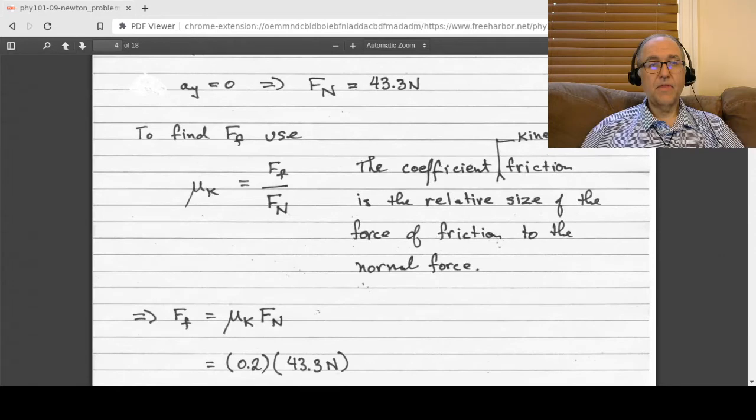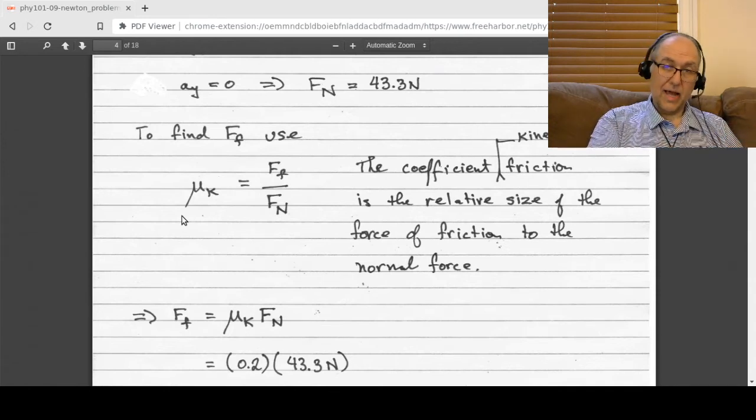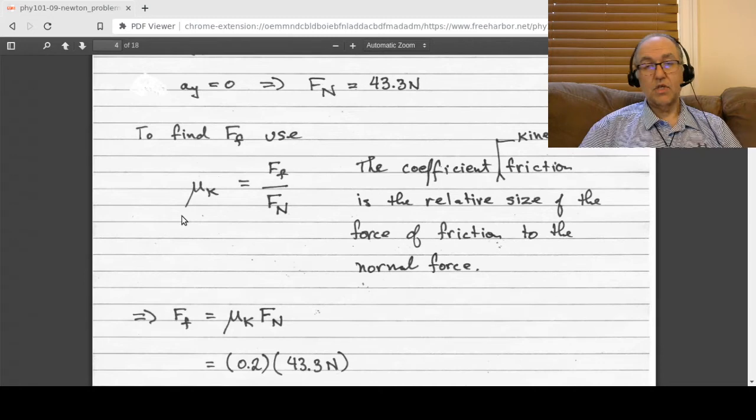So back here, this is the definition of mu k. Mu k is just how much friction you get per newton of normal force. Increase Fn, you'll increase FF. And you say, well, what's the proportionality between the two? That's mu k, and I've got to give you that. Or maybe I ask you to calculate that in a problem, or I'm going to have to give it to you. And in this problem, I told you it was 0.2.